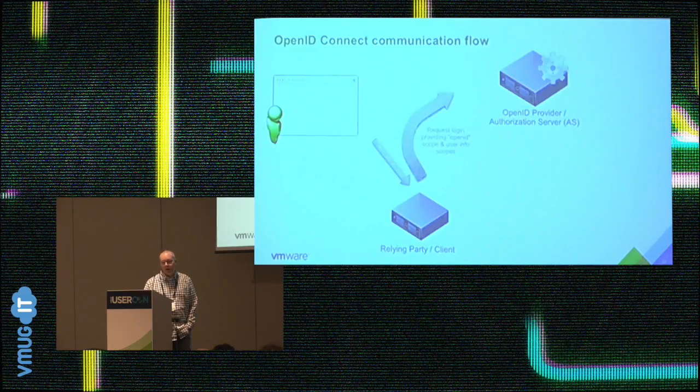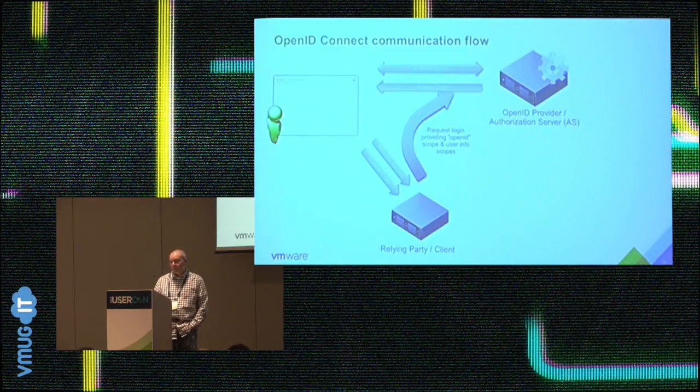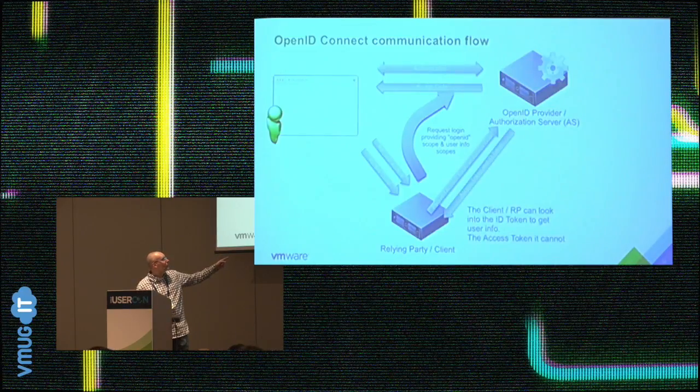So the user is trying to access, in SAML lingo, the service provider, the application. The user is redirected for authentication. The user authenticates. An access code is redirected, very similar to the SAML artifact workflow. And now the relying party can use this access code to retrieve the access token.